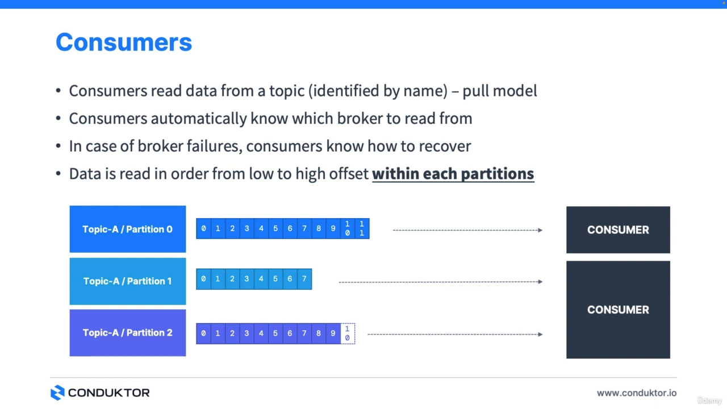Now, the data being read for all these partitions is going to be read in order from low to high offset, so 0, 1, 2, 3, and so on, within each partition. So the first consumer is going to read data in order for topic A partition 0 from the offset 0 all the way to offset 11. Same for consumer 2, that is going to be reading data in order for partition 1 and in order for partition 2. But remember, there is no ordering guarantee across partition 1 and partition 2 because they are different partitions, okay? The only ordering we have is within each partition.